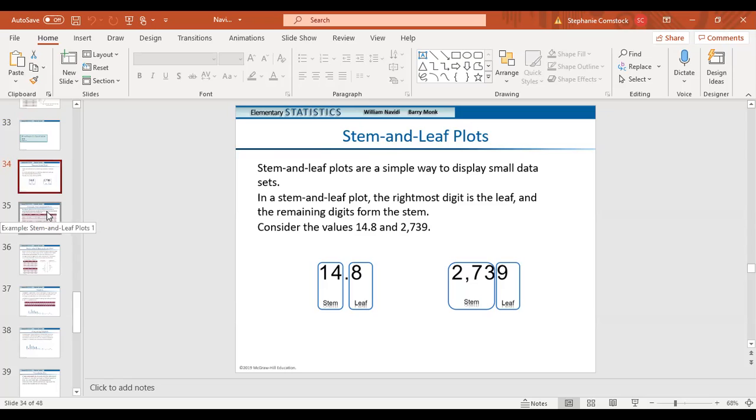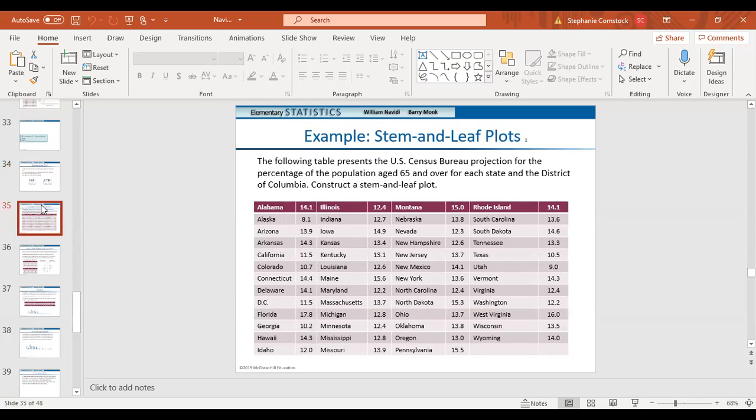So now we're going to take a look at this particular data set. It's talking about states and the projected populations. Looking at our data set to see what our smallest value is, I've got 8.1 in Alaska. And then I'm seeing 16, it looks like, on West Virginia.